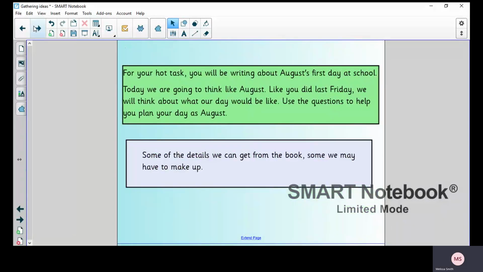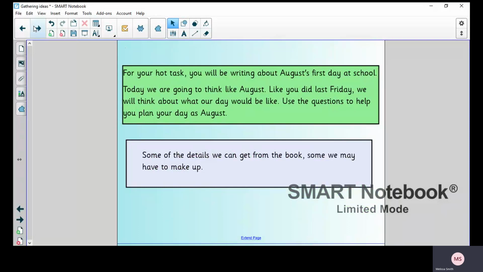Right, let's have a look at the main task for today. For your hot task, you are going to be writing about August's first day at school. So for our mid-write, we wrote about a bad day that you had at school, and our hot task is going to be about August's first day. In order to do that, today is all about gathering ideas. I would like you to think like August. I want you to think about what August's first day was like.